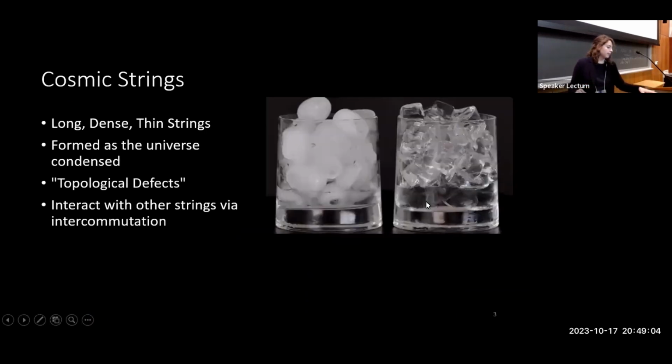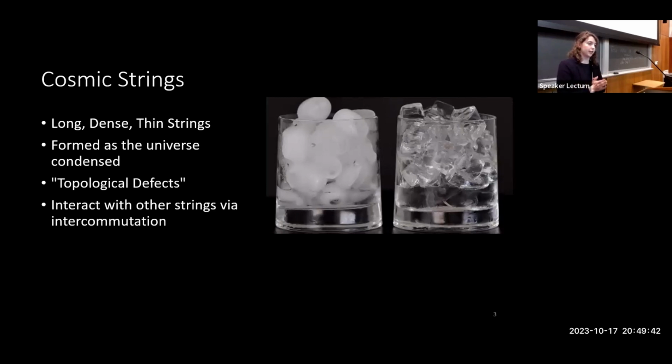Starting out with our cosmic string side of things, cosmic strings are very long, very dense, very thin. And they formed as the universe condensed. They're called a type of topological defect. On the left, we have a glass with very cloudy ice in it, and on the right, very clear ice. The reason we can't see through the ice on the left is because there are defects in there, impurities. And cosmic strings are kind of like an impurity, but for the universe.